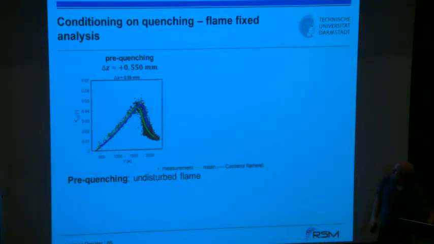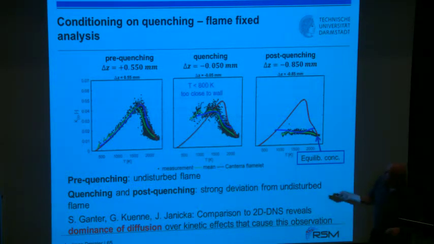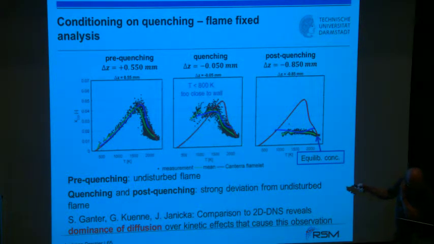And then you see here the data. The pre-quenching, this is 0.5 millimeter upstream. Again, red, the laminar flame calculation, and the black dots are the measurements, and green are the conditional mean from these measurements. And that looks like an undisturbed flame. But now look, if you're at the quenching, this is 50 microns from the quenching only, everything looks very different. Yeah? So here you see that at the quenching point, the scatter plot looks completely different. And that needs to be accounted for.